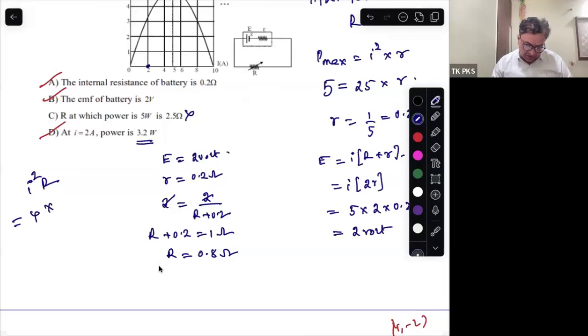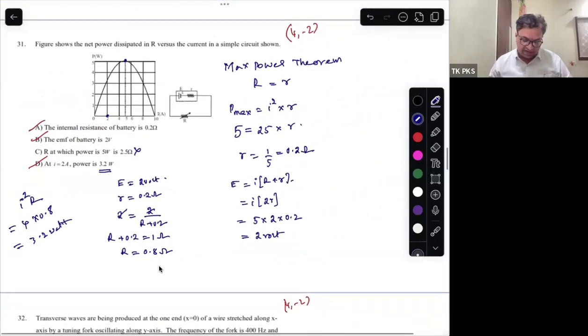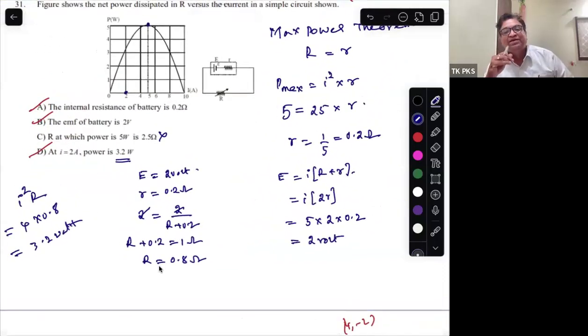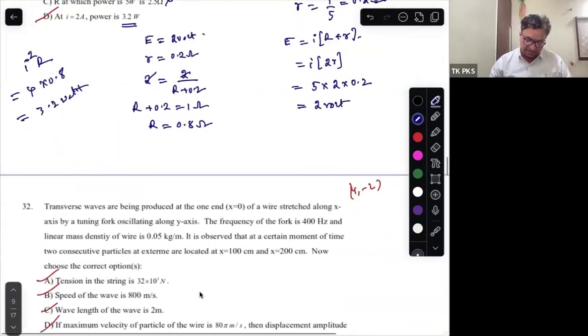4 times 0.8, 3.2 watt. Right. So this is a very clean hit question. But it is equivalent to more than 2 questions, so it will kill some time definitely. Next.